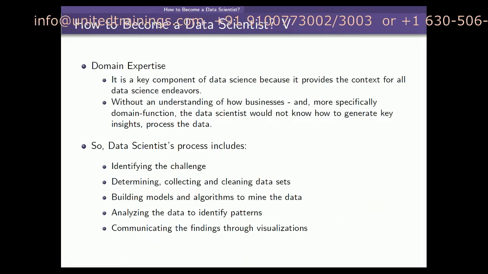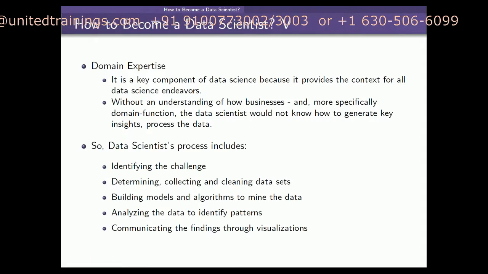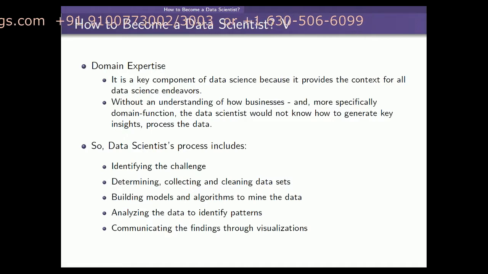And then you need to have knowledge and domain expertise. It is one of the key components of data science. It provides the context for all data science endeavors. Without an understanding of how a business works, you cannot predict the output or get the insight that you are looking for. So first, you need to understand the specific business, what the customer or stakeholders are looking for. You need to collect all the requirements of the customer, and then you can start a data mining process.